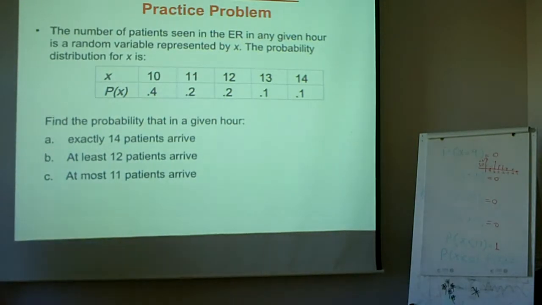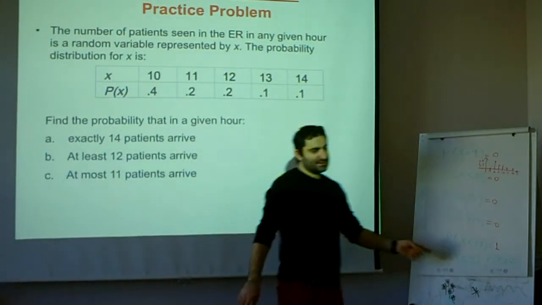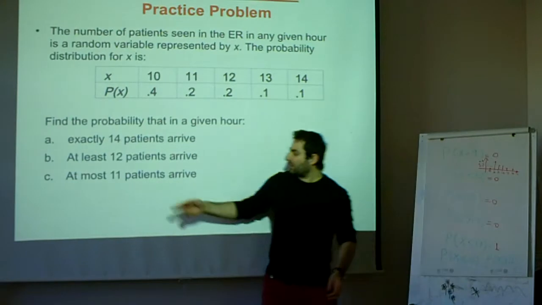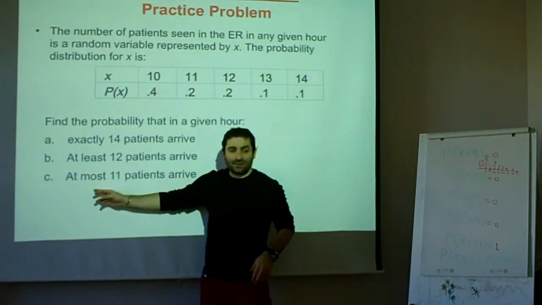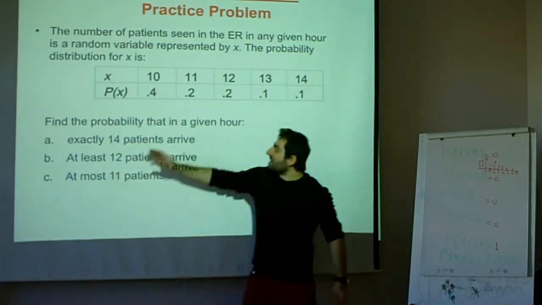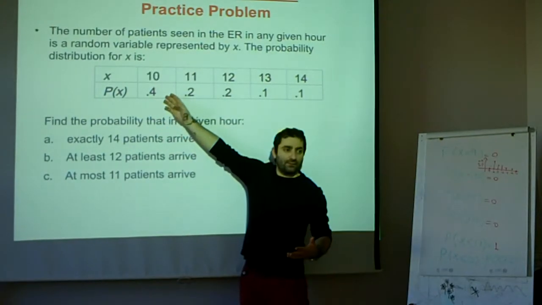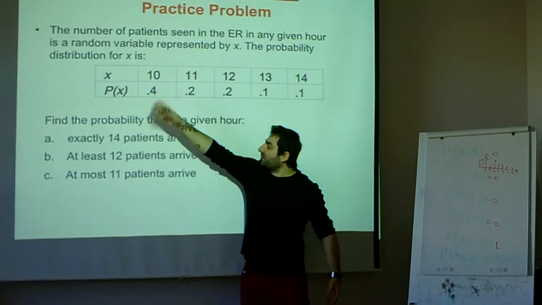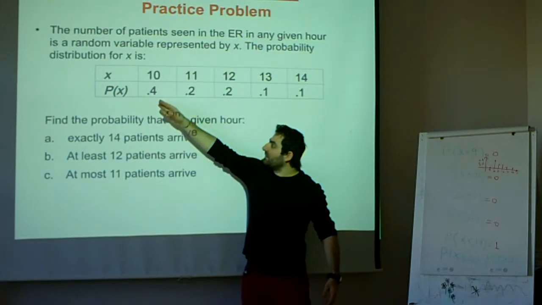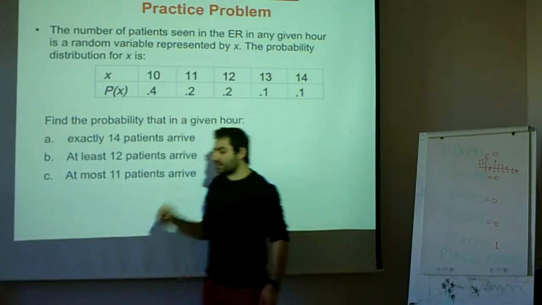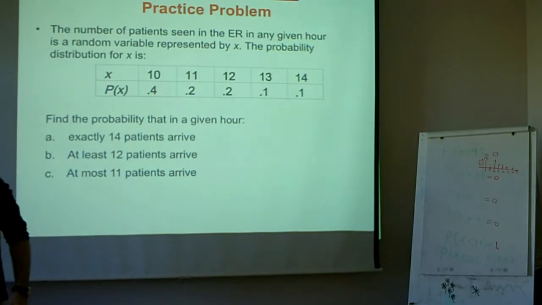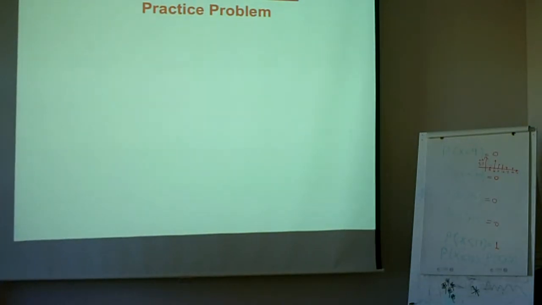What about at most 11 patients? Then it means that the probability of x is less than or equal to 11. So take care of the words at least and at most. At most means that it can be 9, 10, maximum 11. Everything below 10 is 0, so it will be 0.4 plus 0.2, which is 0.6.